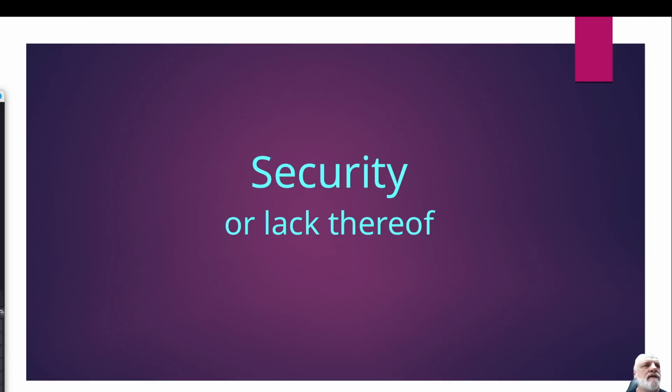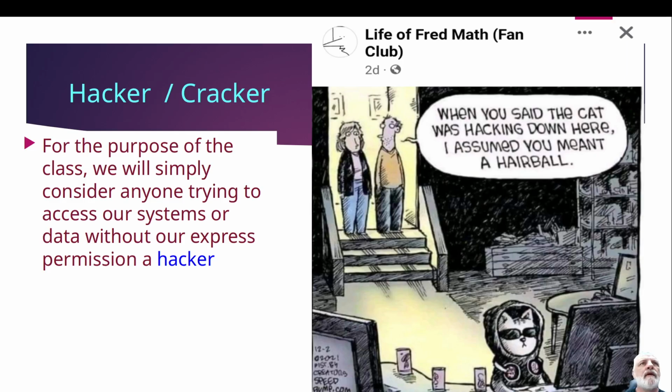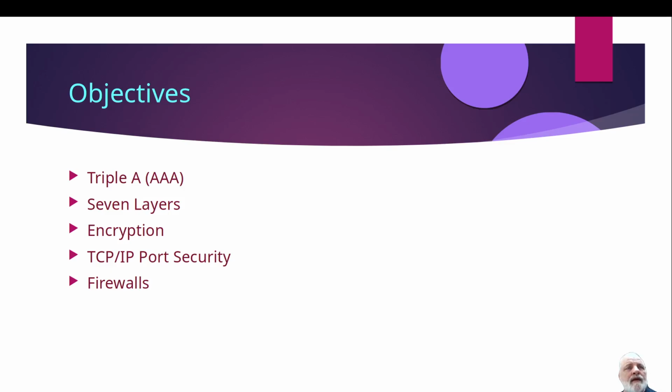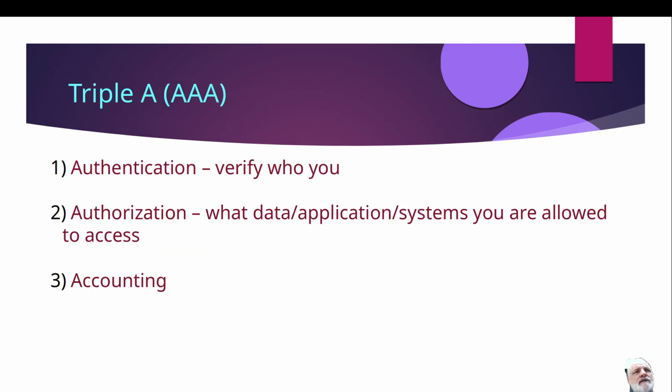So this video is on security. For the purpose of this class, we will assume that anyone trying to access the systems without our express permission is a hacker. So we're going to look at the AAA of security, the 7 layers, encryption, and we'll discuss a little bit of TCP/IP, port security, and firewalls. So AAA stands for authentication, authorization, and accounting.